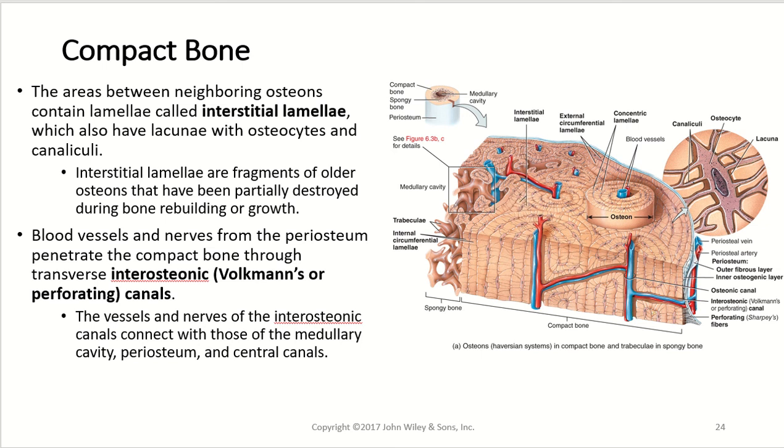The blood vessels as well as the nerves from the periosteum are going to penetrate the compact bone through transverse osteonic canals, also called Volkmann's canals. These are vessels. The vessels and the nerves of the transverse osteonic canals are going to connect with those of the medullary cavity, as well as the periosteum and the central canal. So this is kind of where everything's all connected and working together.